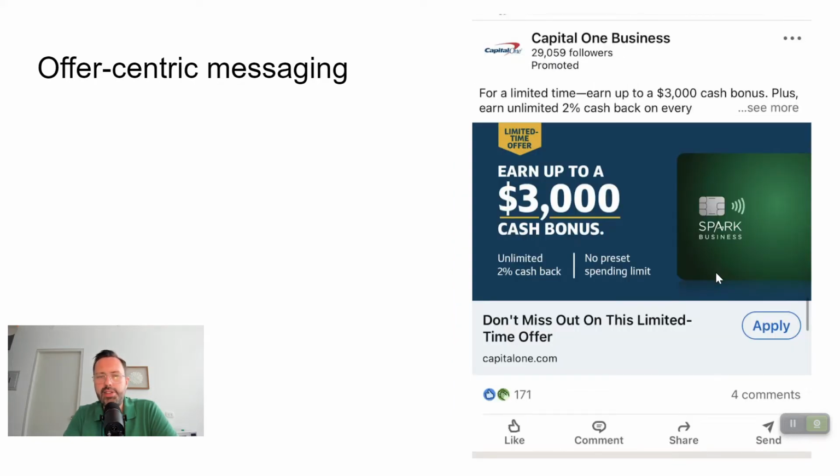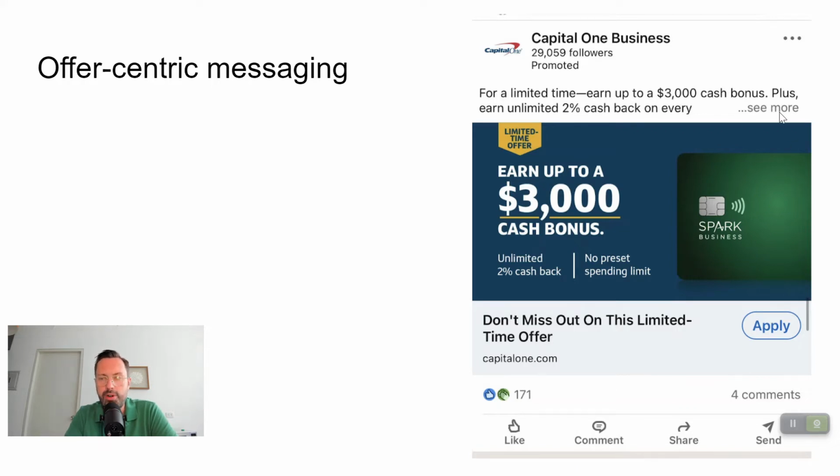Okay, another good case of offer-centric messaging is coming from credit cards. So: earn up to $3,000 cash bonus, unlimited 2% cashback, no preset spending limit. So addressing the perks as well as the objections, what the spending limits would be. Okay, they're addressing that. They have the apply now button.